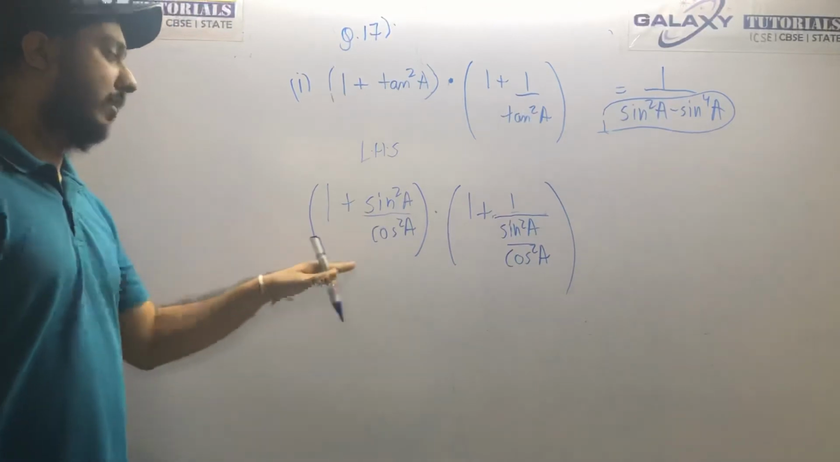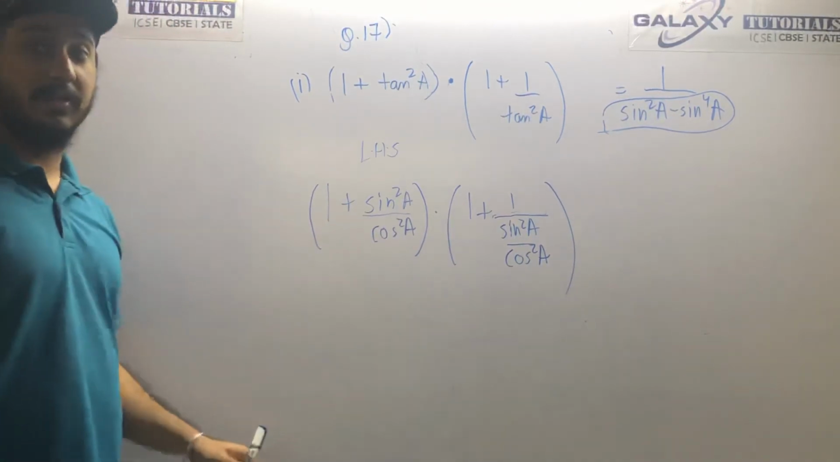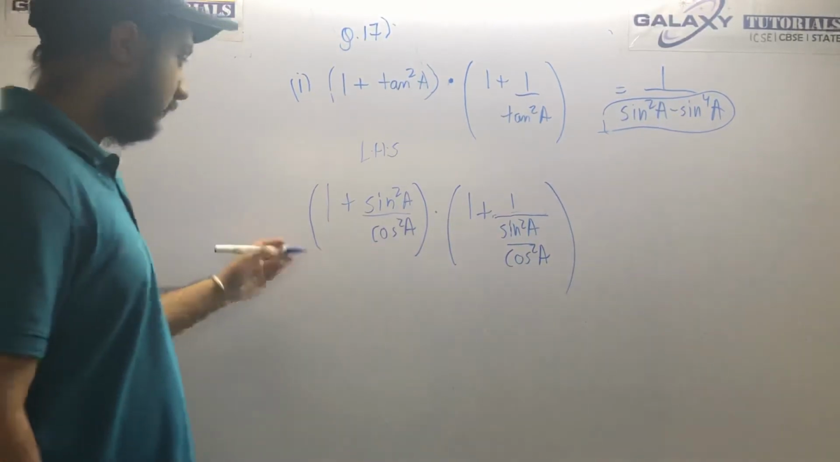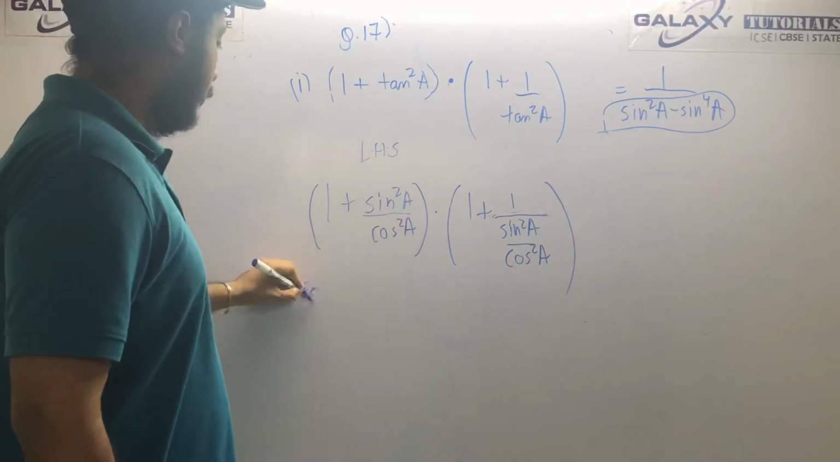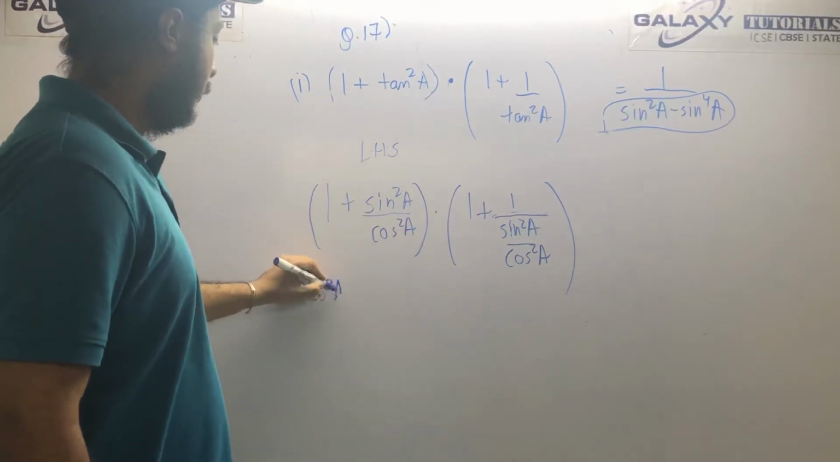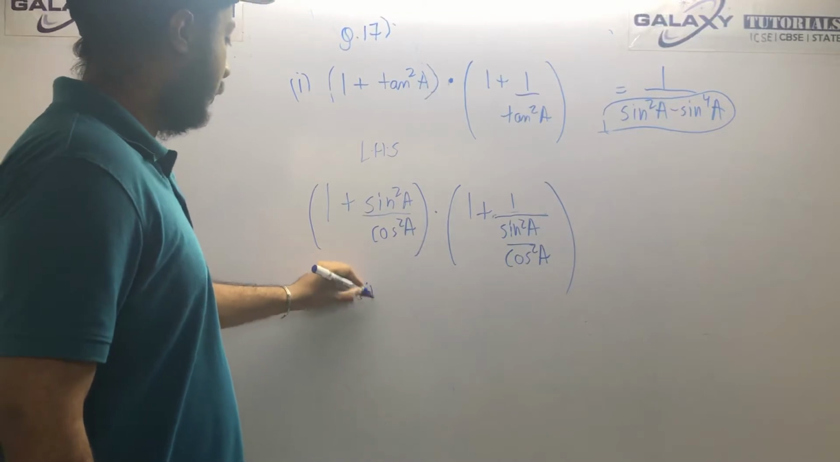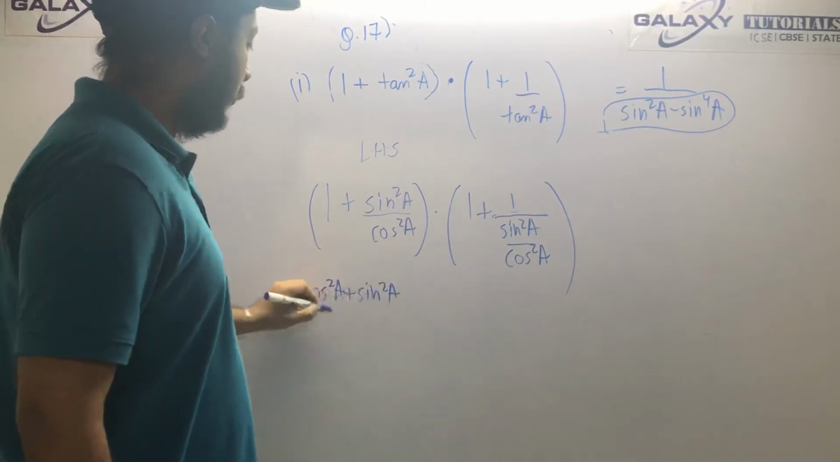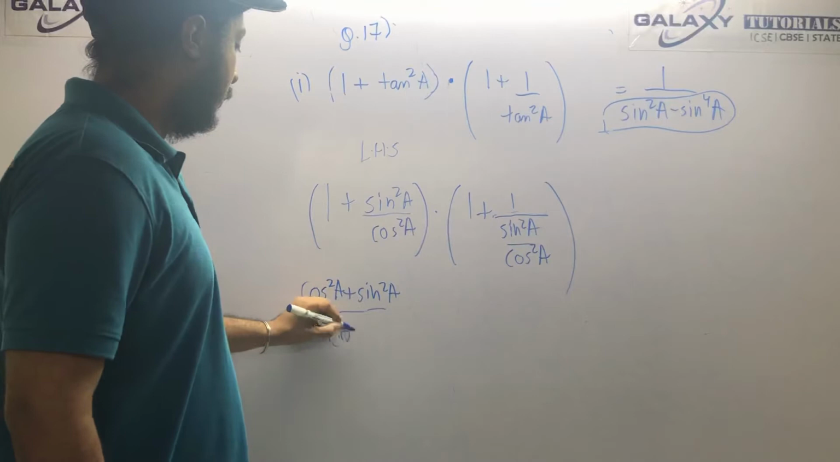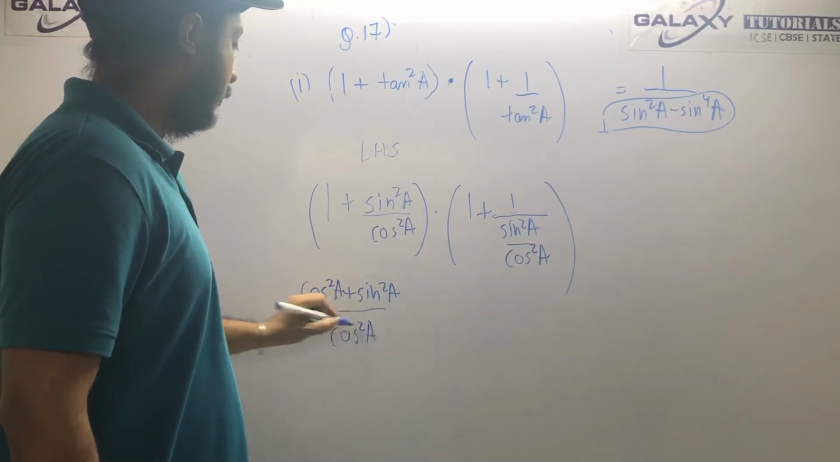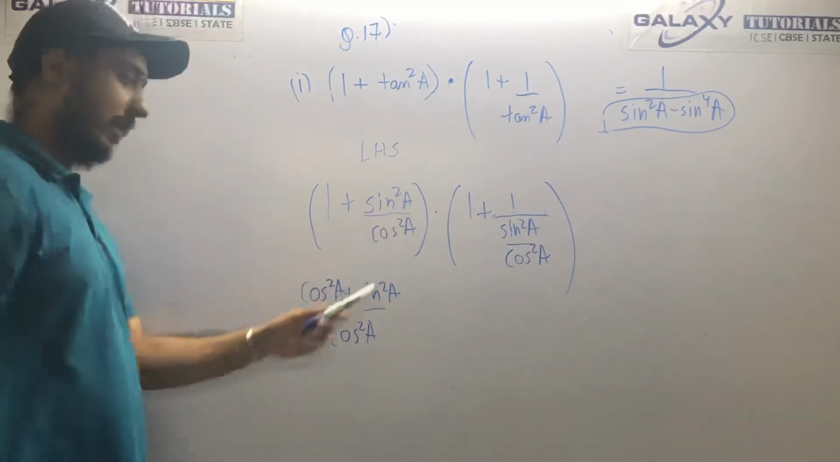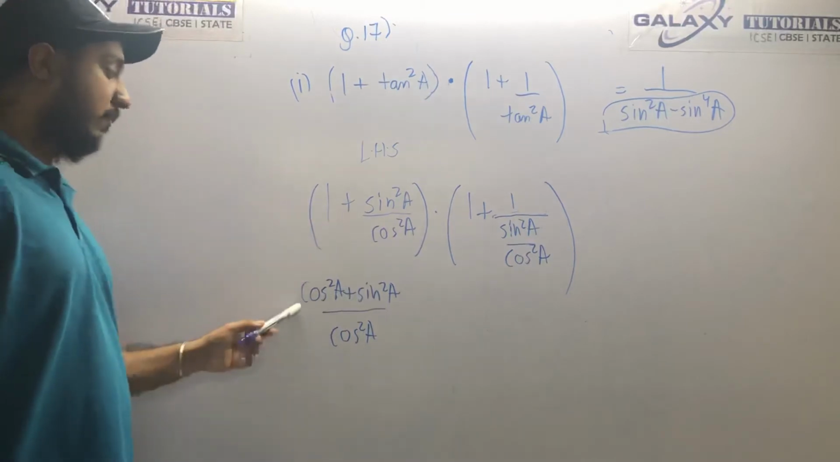Okay, now look in this one. The LCM is how much? The LCM is cos square a. So what will you write here? Cos square a plus sine square a upon cos square a. Yes, the LCM, am I right? LCM is cos square a. So cos square a will come here.